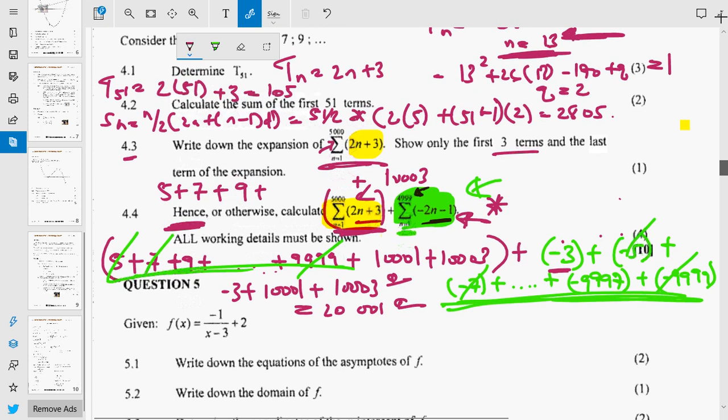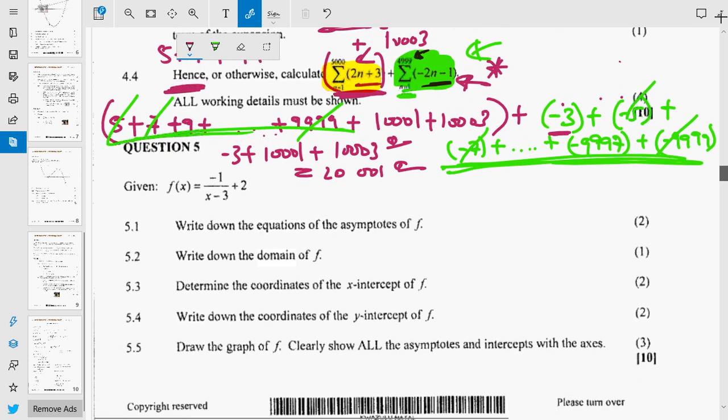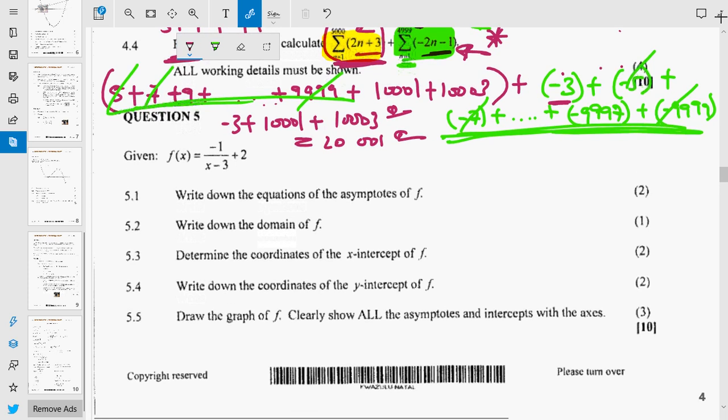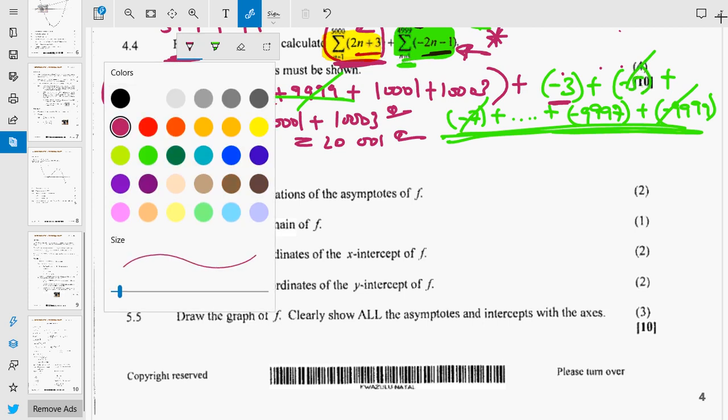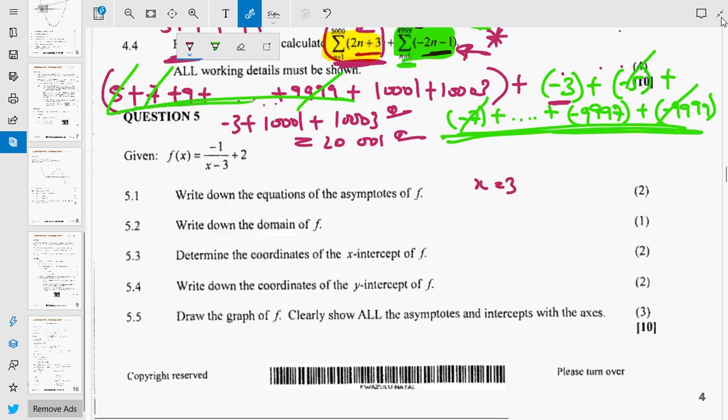Okay, so on to question 5. Question 5 is a Christmas gift. It is a very easy question. What you are given here is the hyperbola, and they're asking you to write down the equation of the asymptote. Well, that will be straightforward. You know that x is equal to 3 and y is equal to 2 will be the equations of the asymptotes.